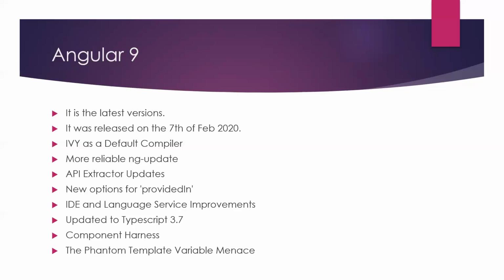With Angular 9, much of the internal changes started happening. It is the latest, released on 7th of Feb 2020. It uses Ivy as the default compiler. As I said, I will be making a separate video on Ivy, but Ivy is a compiler whose bundle is much smaller compared to the previous engine Angular used to go with.